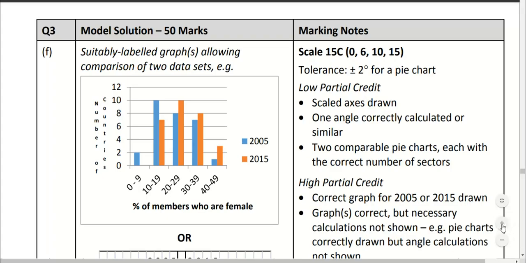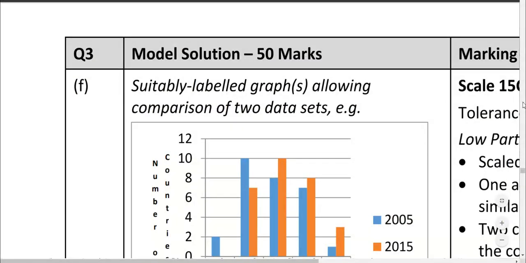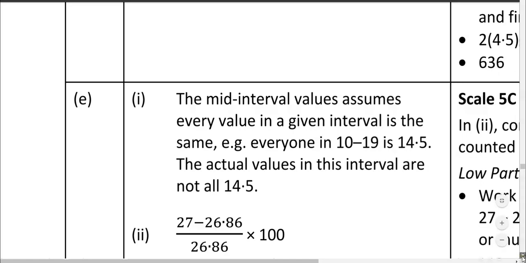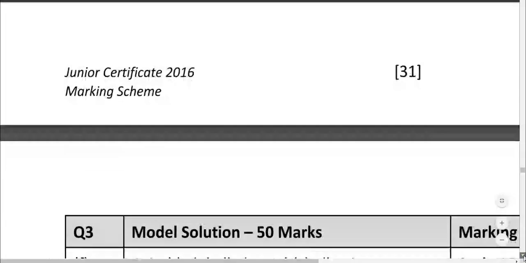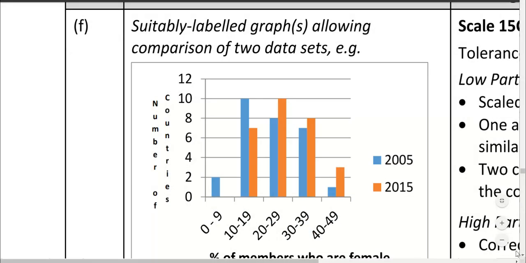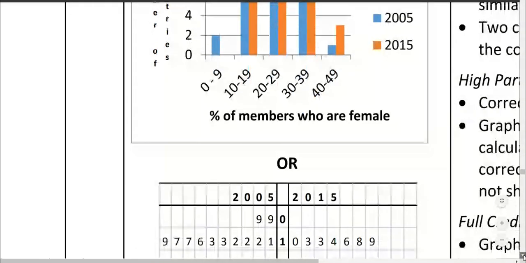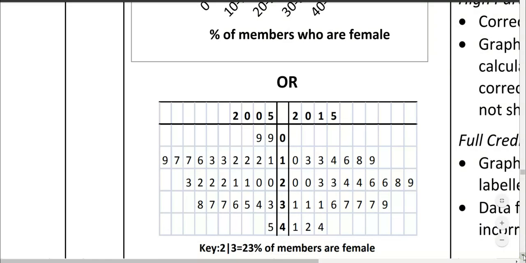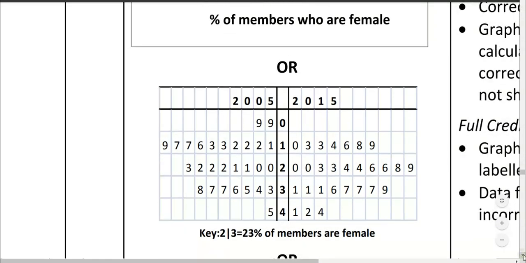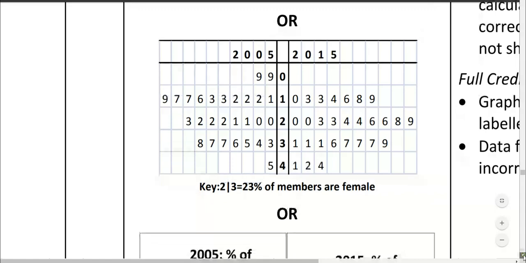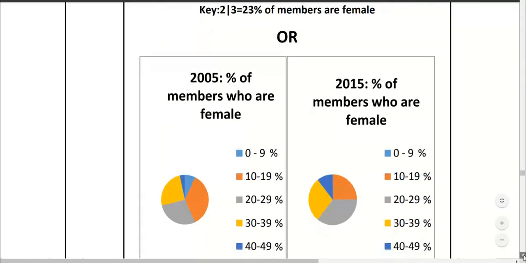So you could do yourself a nice bar chart, and that'll get you your full marks on that question. See the intervals on the bottom? And you're comparing the 2 bar charts together. Another answer you could have done was a stem and leaf plot, like so. You could do the keys and that could show the difference. Or I'd stick with the bar chart, to be honest.